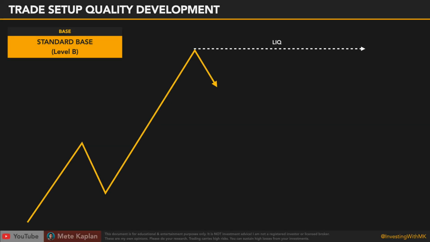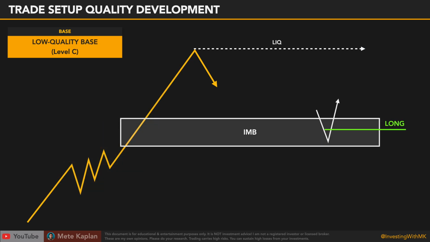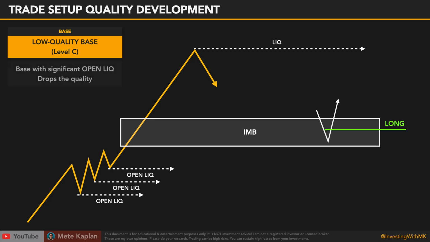Lastly, I want to talk about bases, because what happens inside bases is very important. Bases determine the fate of future movements. If I see a base with many open liquidity areas, this is a low quality base. If I am opening longs, I would reduce my risk here because price can easily go down to take out those liquidity levels. Who knows?